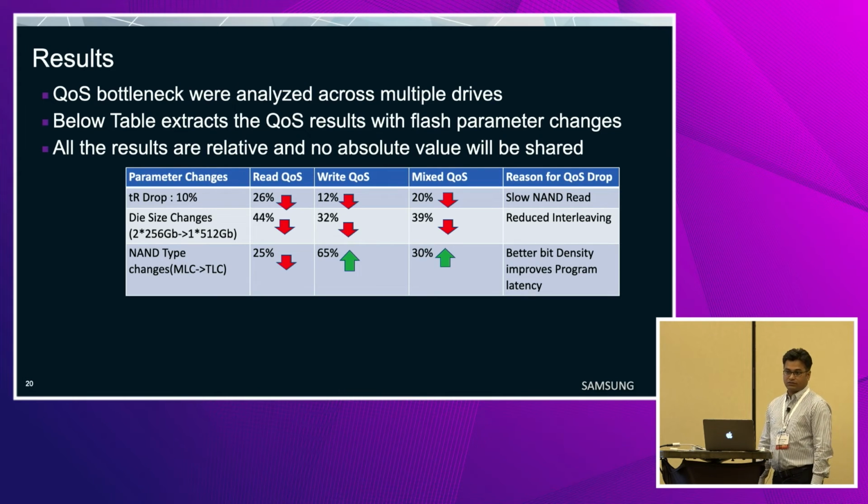Any more questions? Performance or time? These are the performance latencies. These latencies normally come in microseconds. Absolute value is microsecond, but this we have taken as relative values.